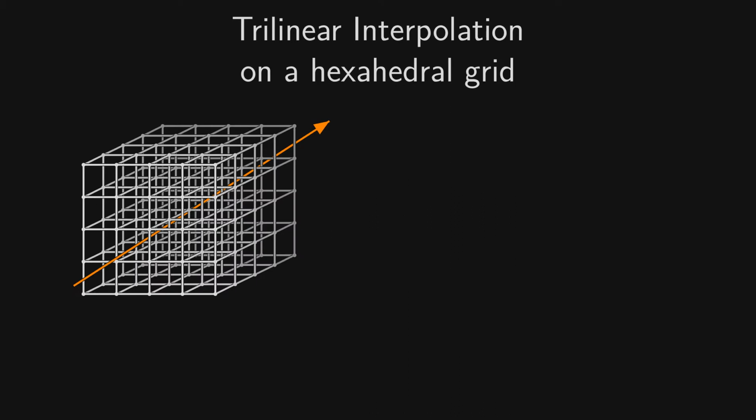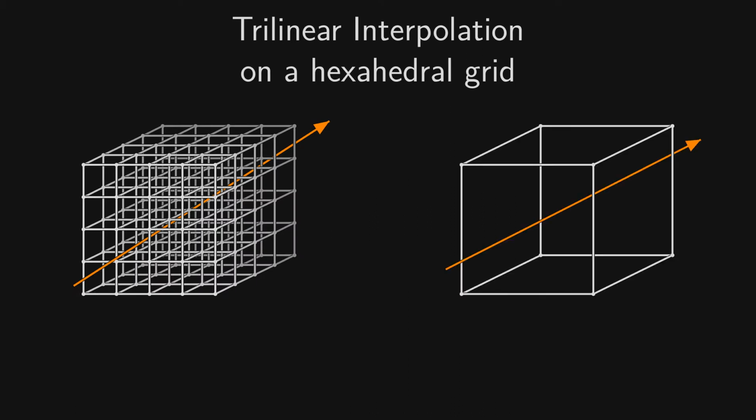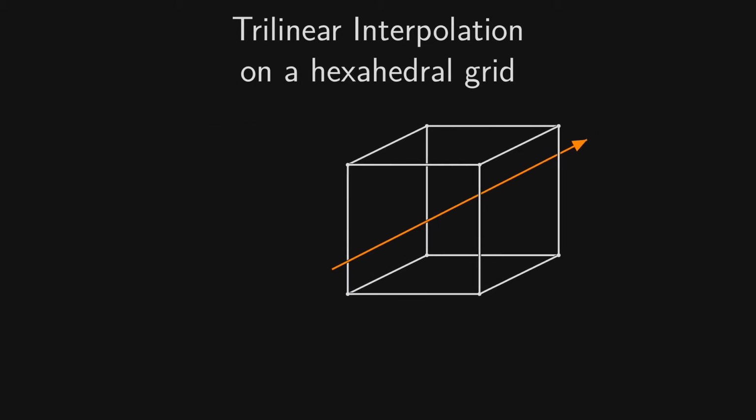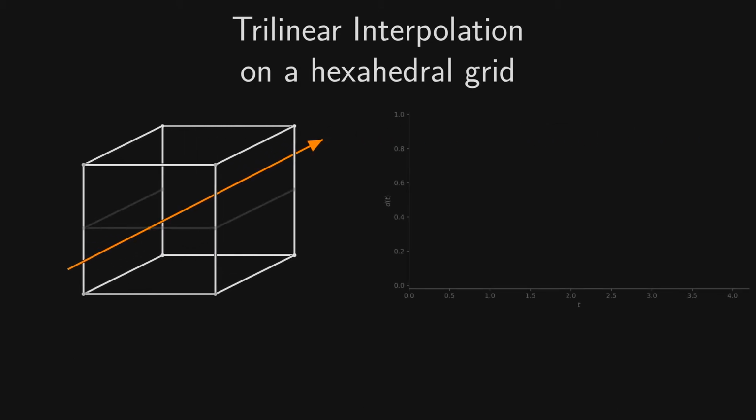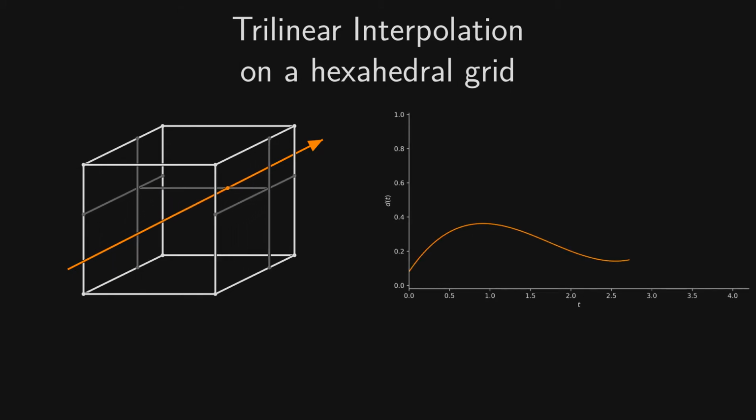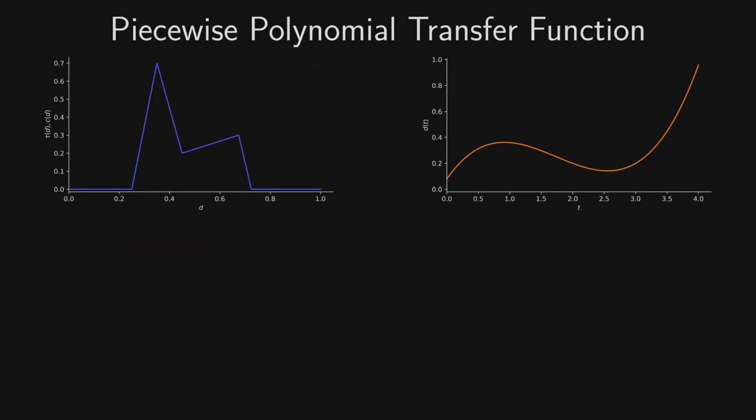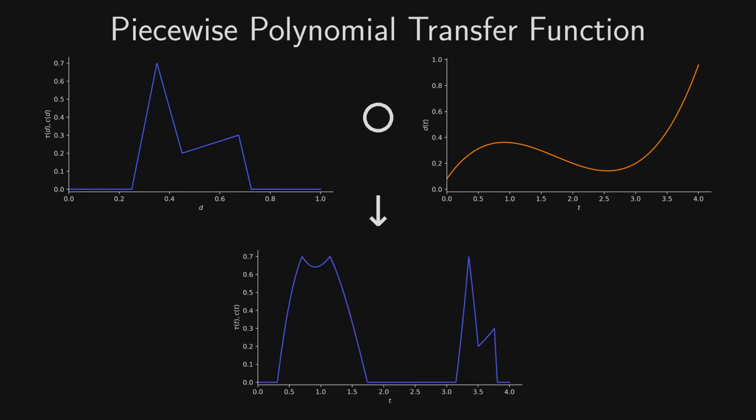We assume the data to be given on a hexahedral grid. Each voxel is then processed independently. Within the voxel, trilinear interpolation is used. This gives rise to a cubic polynomial of the density along the ray. The transfer function is given as a piecewise linear function. Applying it on the density along the ray gives rise to a piecewise cubic function. We propose a ray splitting algorithm that can analytically compute this piecewise function.